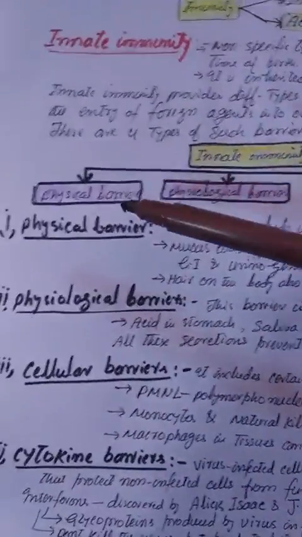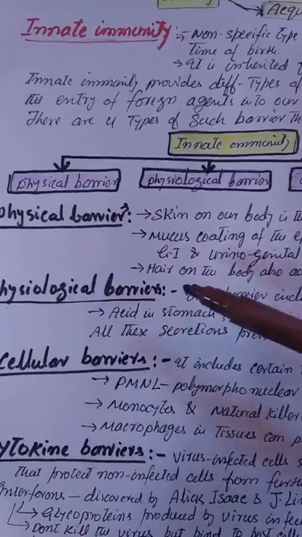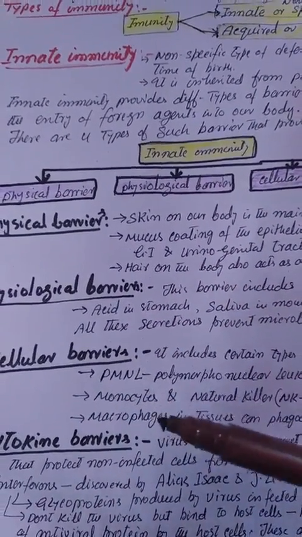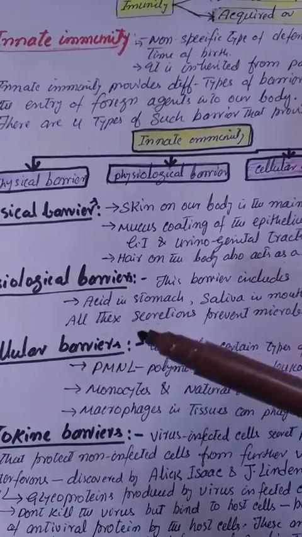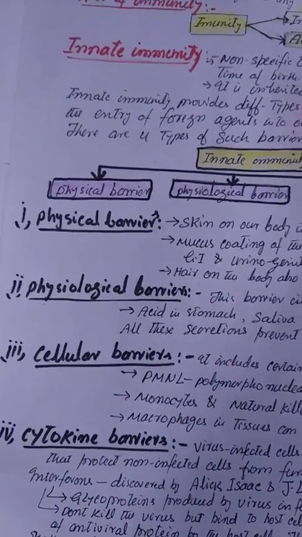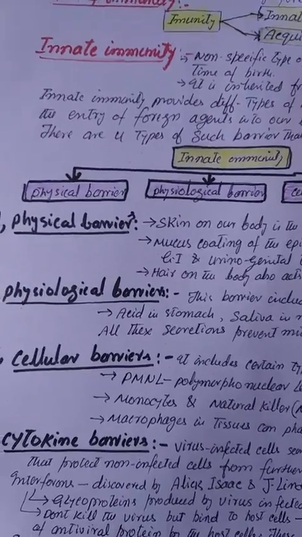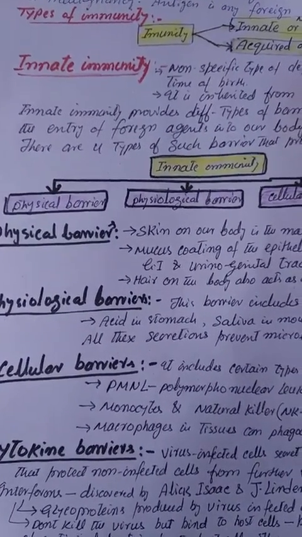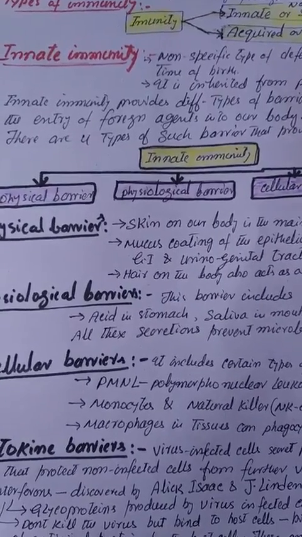In addition to these four barriers of innate immunity, it also includes other barriers like chemotaxis and the inflammatory barrier. And in our next topic, we will discuss in detail the inflammatory barrier of innate immunity.